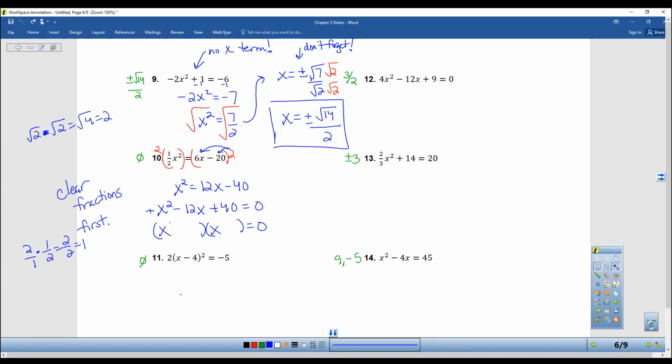The first times the first makes x squared. And there's a lot of choices for 40. 1 and 40, 2 and 20, 4 and 10. I can't even, that's it, right? Oh, no. 5 and 8. Okay. But none of those add up to 12. So it can't be factored.